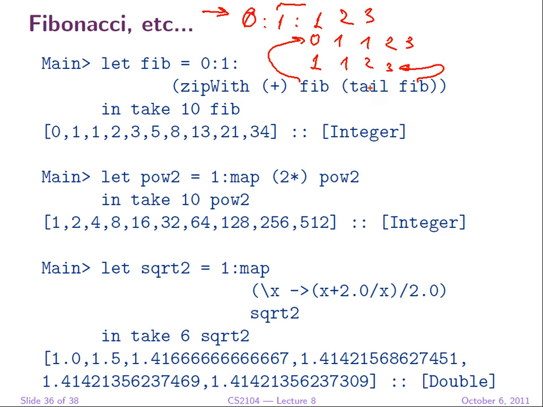I don't need to specify a base case. Actually, sort of, we do specify the base case here, right? So this becomes a recursive expression that specifies the stream of Fibonacci numbers, right? And it's essential that at the end, I only take a finite amount of them.